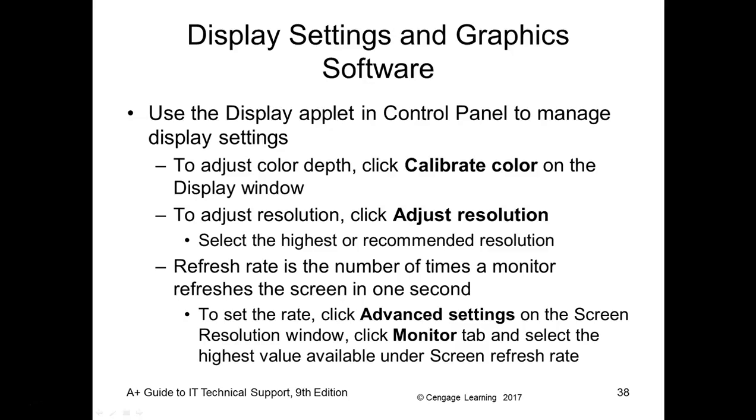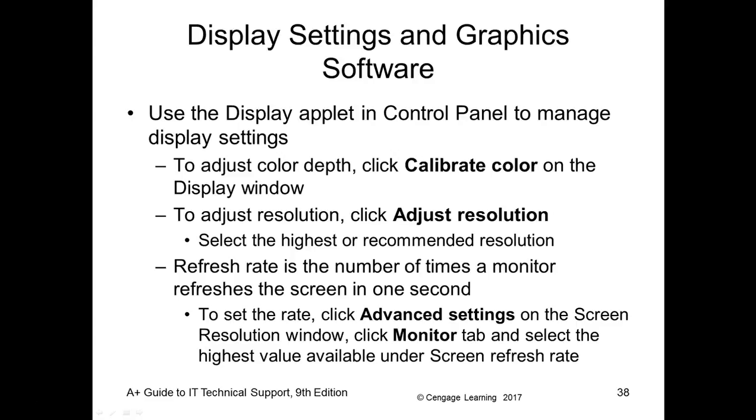Okay, so looking at the display settings, there's a couple different settings that you can adjust within your video card, depending on what type of card you have set up. You can adjust the color depth by calibrating the color. You can adjust the resolution. The resolution is essentially going to change how many pixels are on your screen.